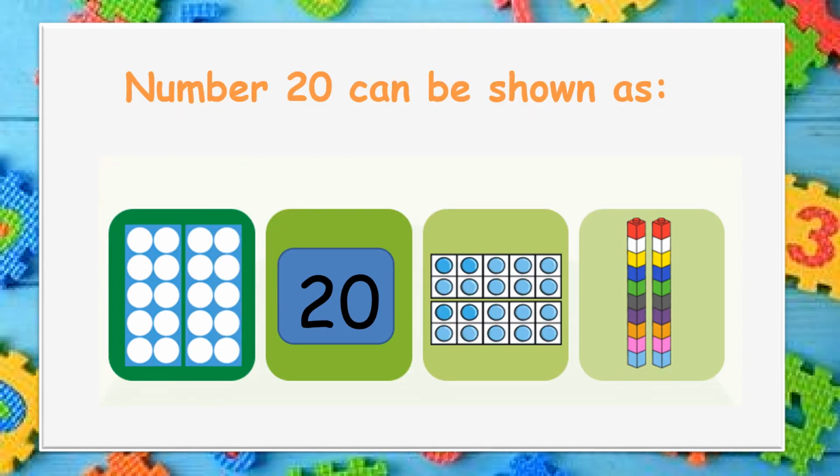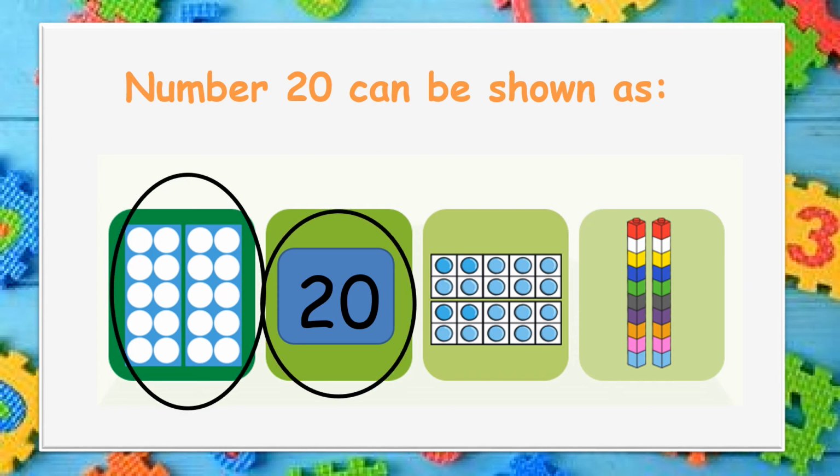And now it's time to look at number 20. Number 20 can be shown as 10 dots and 10 more dots make 20. We write 20 like this, 2 and 0. Look at this. Two 10 frames have all the dots in them. That means one 10 frame has 10 dots, another 10 frame has 10 more dots. That means 10 and 10 make 20.